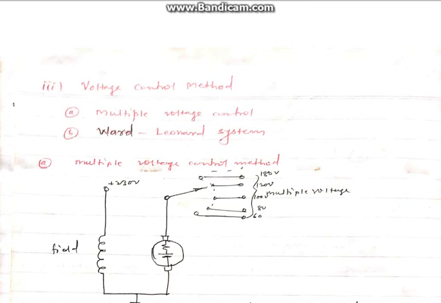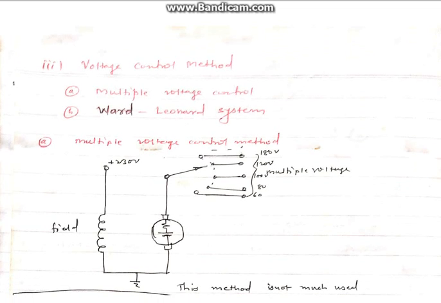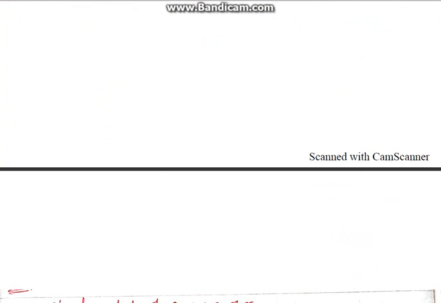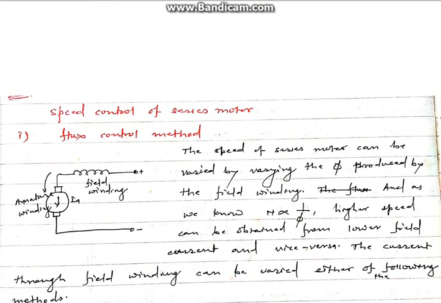So the next method of controlling the speed of DC motor is the voltage control method: multiple voltage control and the Ward-Leonard method. In multiple voltage control, multiple DC voltages are present, and with the selector pointer, the different voltages are connected to the armature, and fixed voltage is given to the field winding. That varies the voltage provided to the armature, and correspondingly the speed changes.